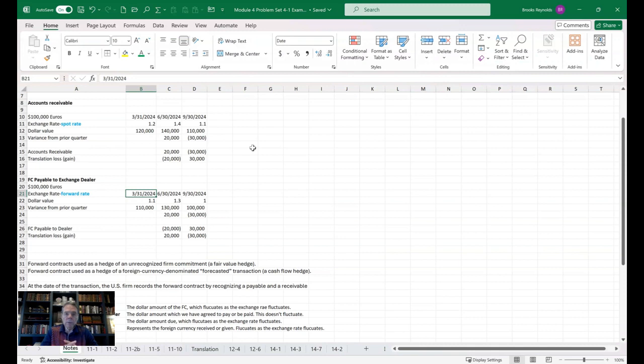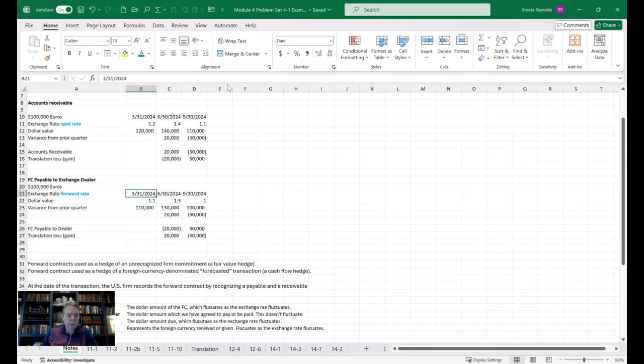But if you're going to buy something, then you have a payable, and that payable is to the dealer, and that dealer will be paid in a foreign currency. So because that's in a foreign currency and because you have to convert that to dollars, when you need to record that amount or adjust that amount, the accounts payable to the dealer in this situation is going to need to be adjusted.